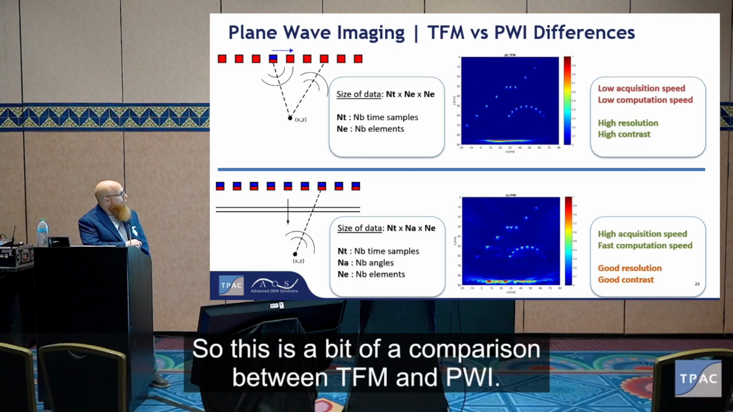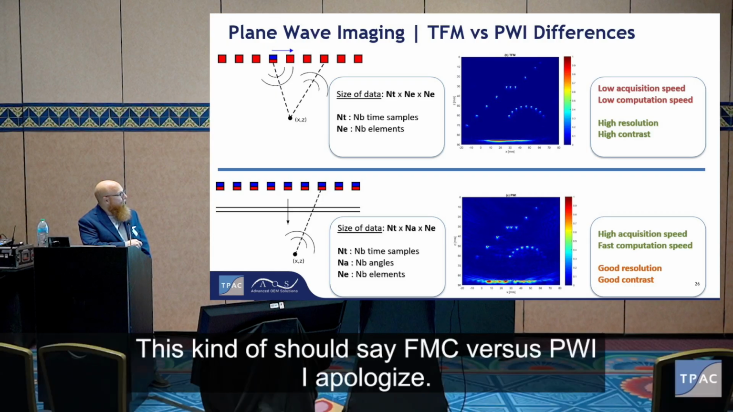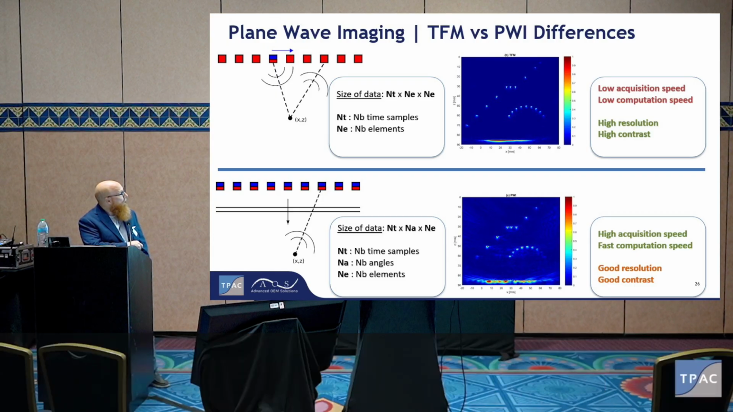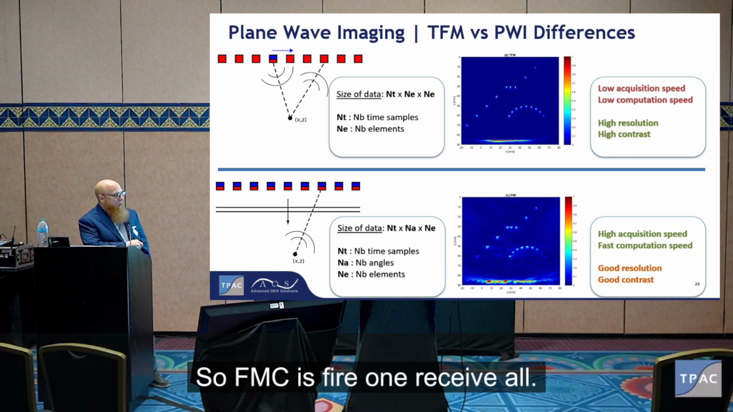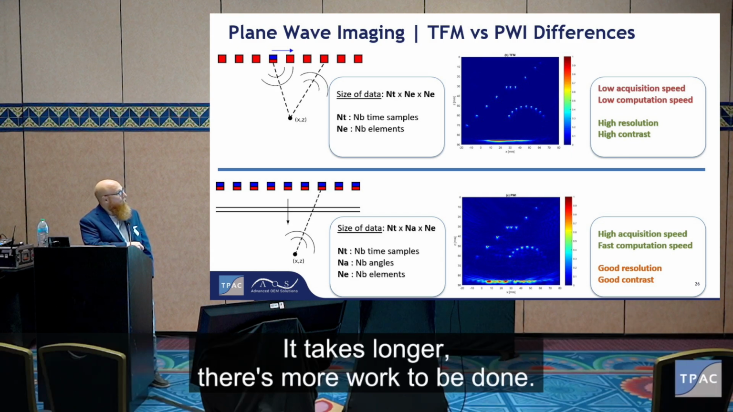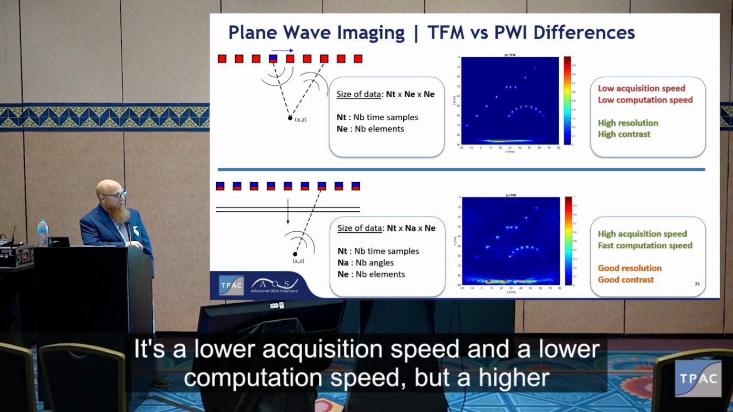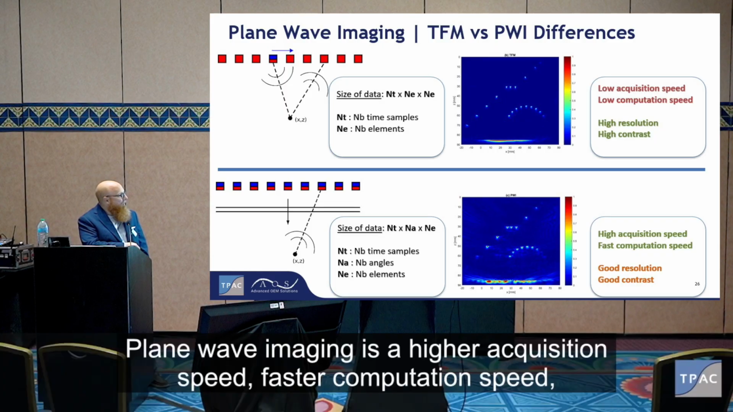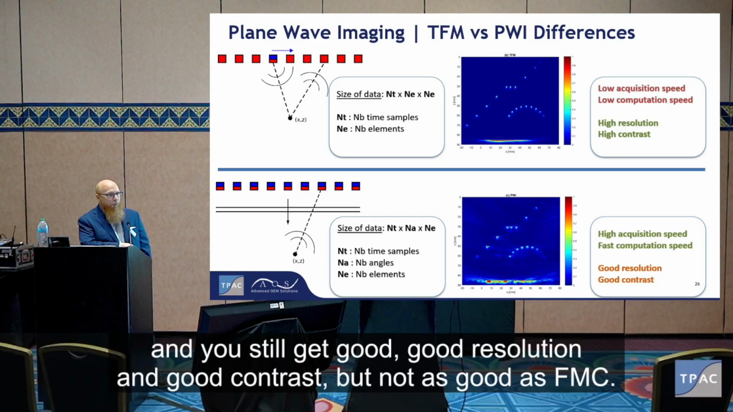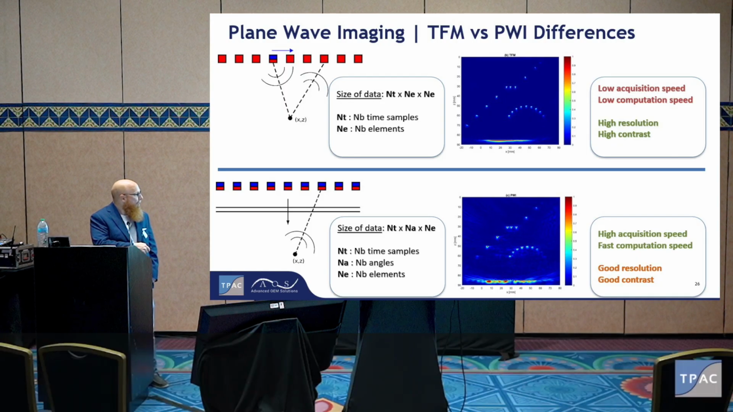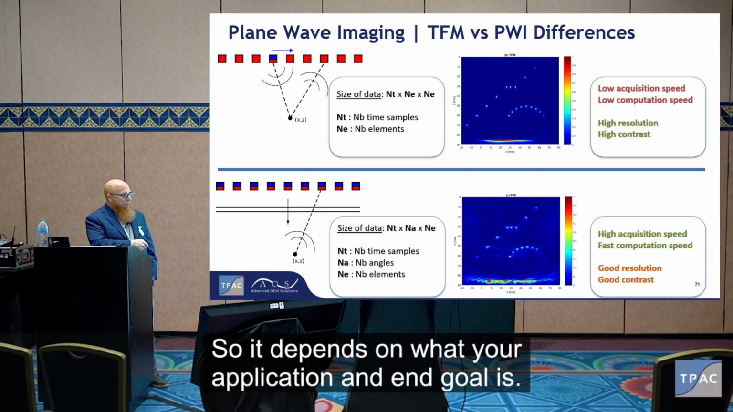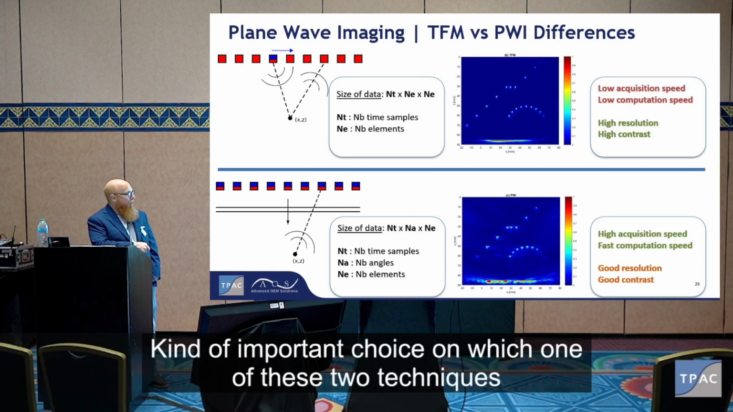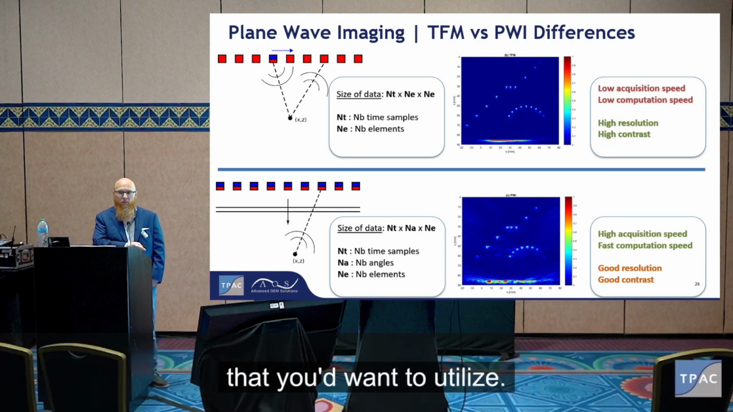So this is a bit of a comparison between TFM and PWI. This kind of should say FMC versus PWI, I apologize. So FMC is fire one, receive all. It takes longer. There's more work to be done. It's a lower acquisition speed and a lower computation speed, but a higher resolution and a higher contrast. Plane wave imaging is a higher acquisition speed, faster computation speed, and you still get good resolution and good contrast, but not as good as FMC. So it depends on what your application and end goal is, kind of an important choice on which one of these two techniques you'd want to utilize.